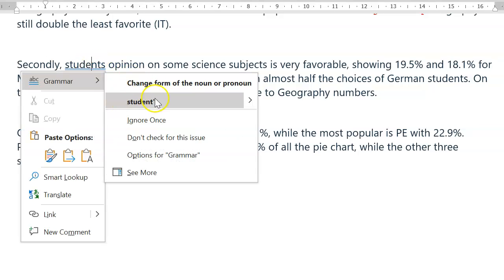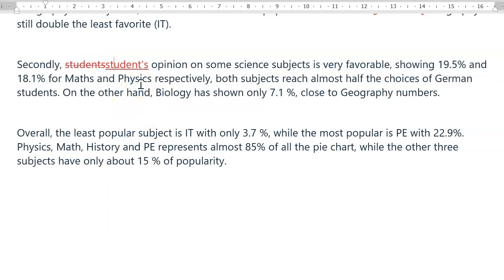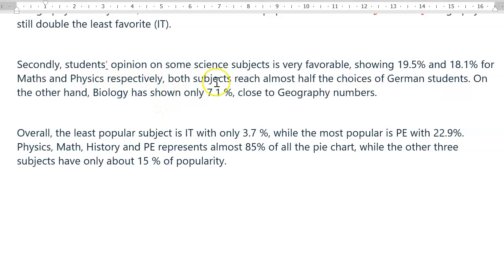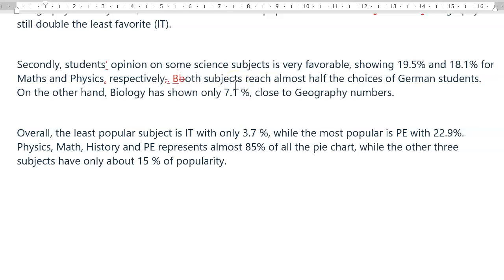Secondly, students' opinion, and yes, no, I didn't mean this. I meant plural possessive. Students' opinion on some science subjects is very favorable, showing this and this for mathematics, as I said, and physics, comma, respectively. And there's a comma. No. The way you structured your sentence, you cannot have a comma there. That becomes an error called comma splice. If you want to go on, you need to put a full stop or a semicolon and then go on.